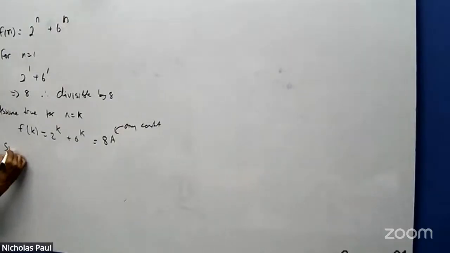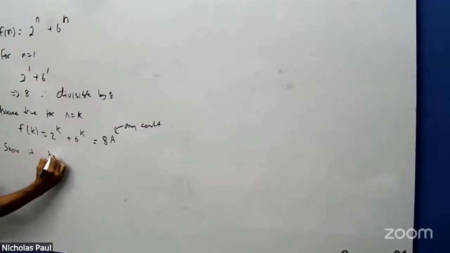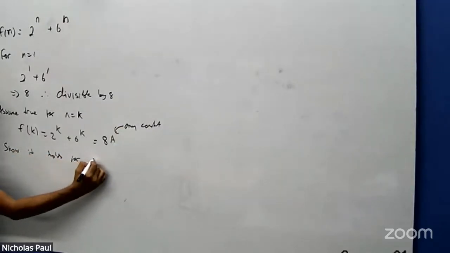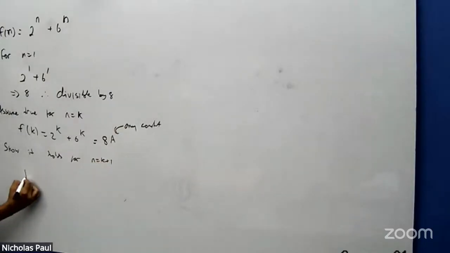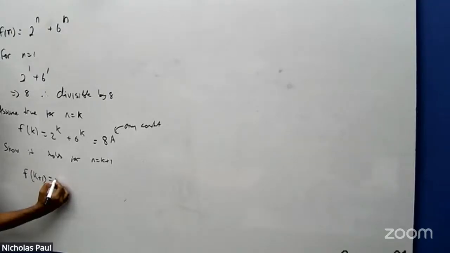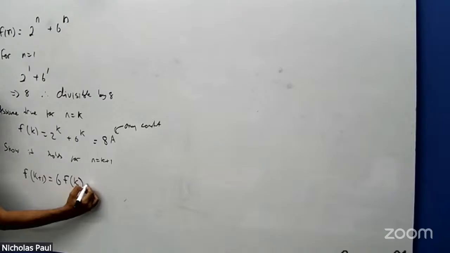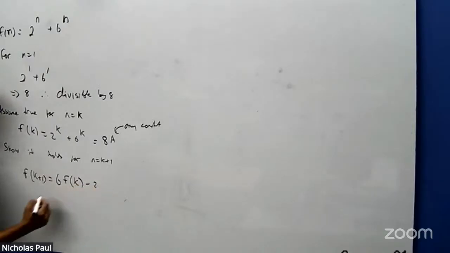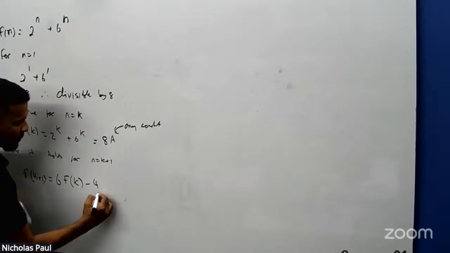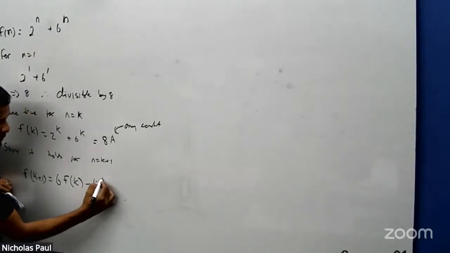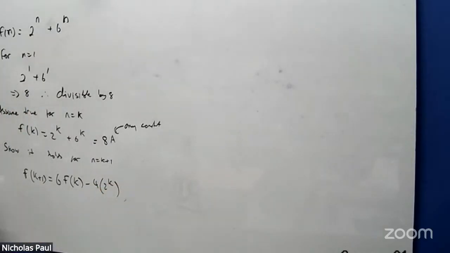So now we have to show it holds for n equals k plus 1. So we have f(k+1), and we proved this already. We proved what f(k+1) is. Tell me again: 6 f(k) minus 4 times 2 to the power of k. So we have to show that this is divisible by 8.